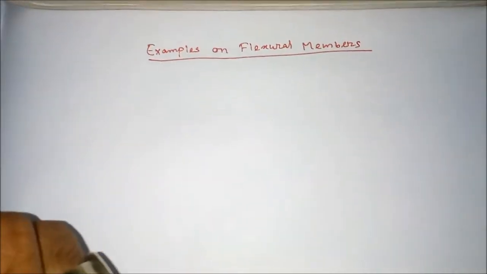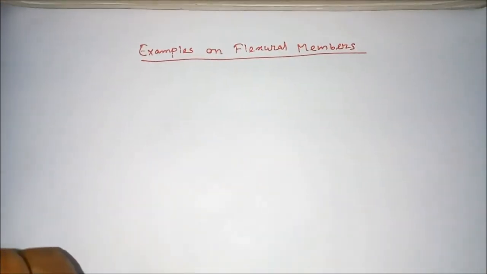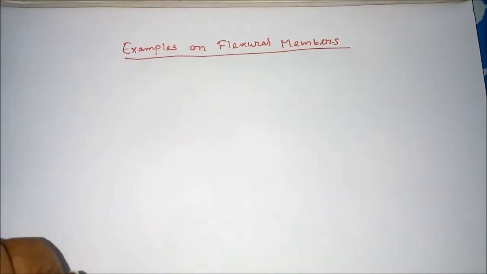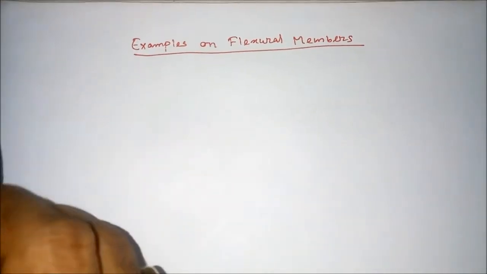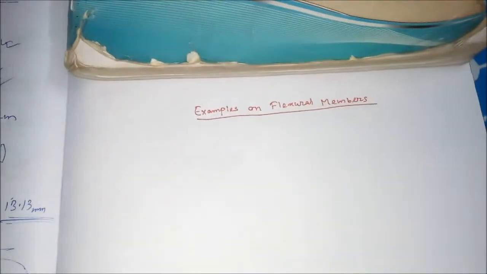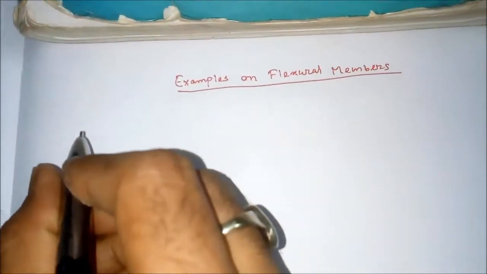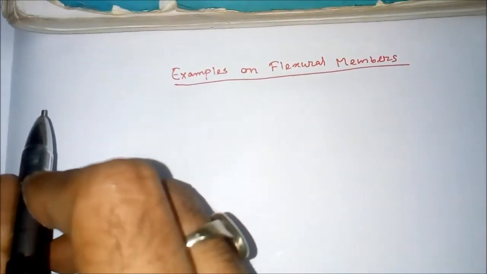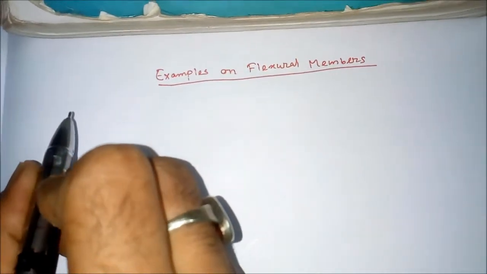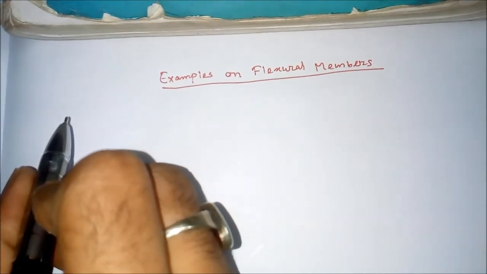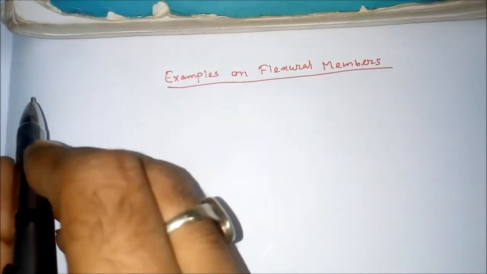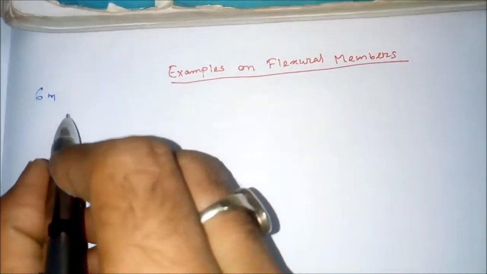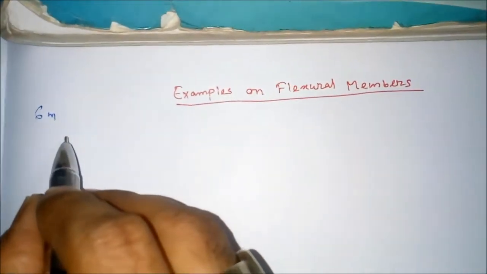Hello students, in this class we will do another example on flexural member. In this example, the data given are that you have to design a laterally supported beam. That means the beam is laterally supported. First of all, a beam of effective span of 6 meter. So the effective span is 6 meter for the following data.